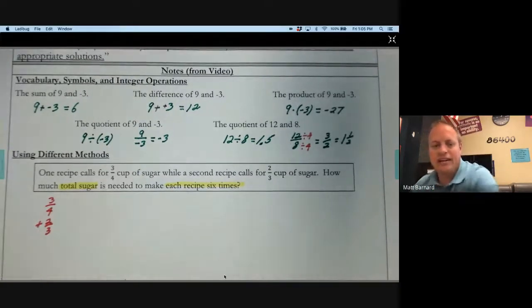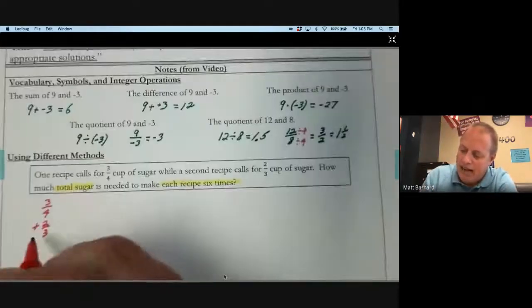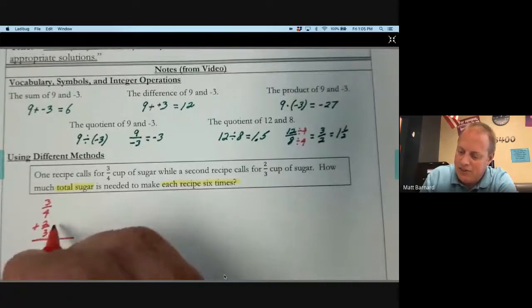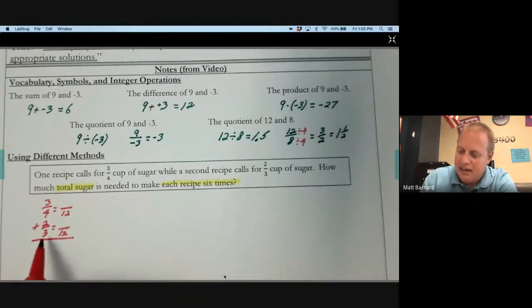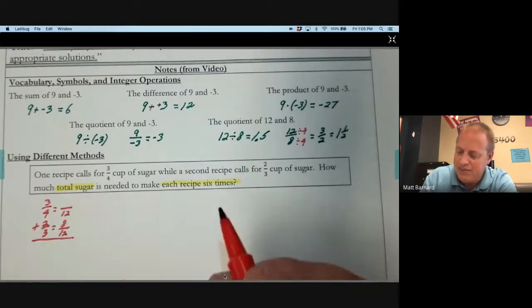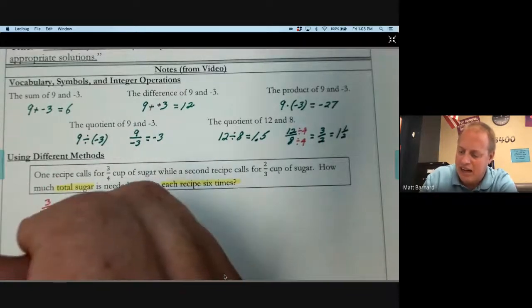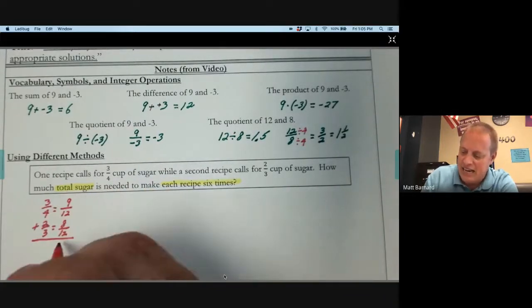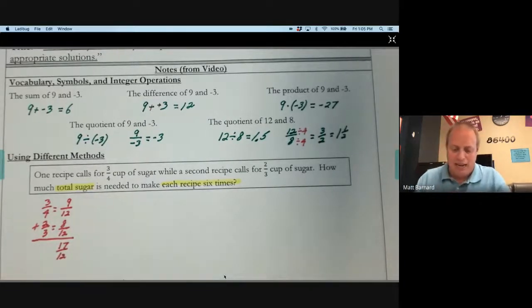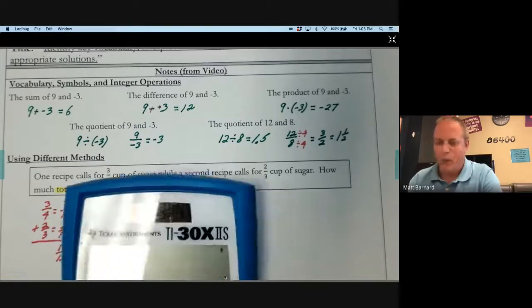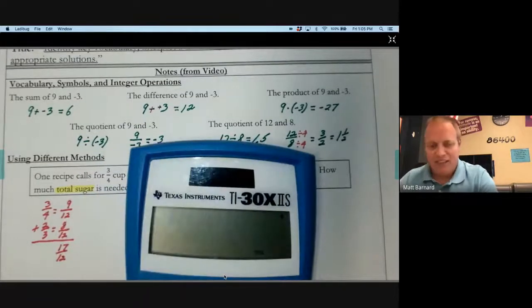Now, when I do that, I can go ahead and get common denominators for this, which is 12. And 3 times 4 is 12, so 2 times 4 is 8. And 4 times 3 is 12, so 3 times 3 is 9. And I can add these down and get 17/12. I can get the same thing. I can use my calculator to do that as well. And this is how I could do it.